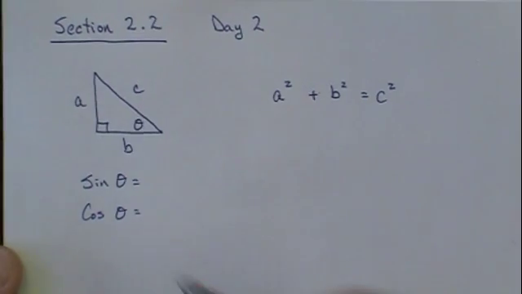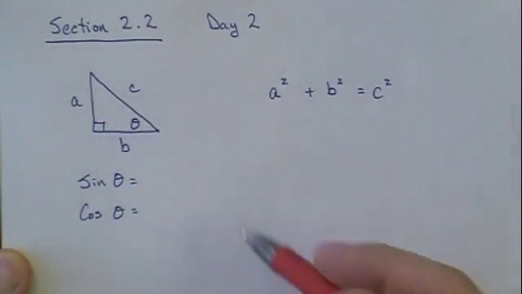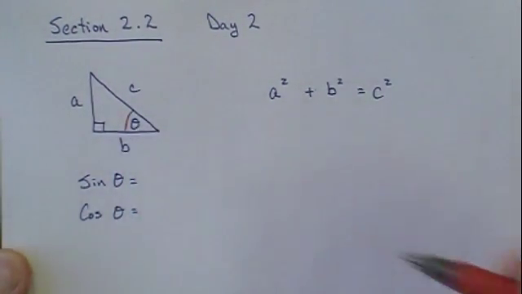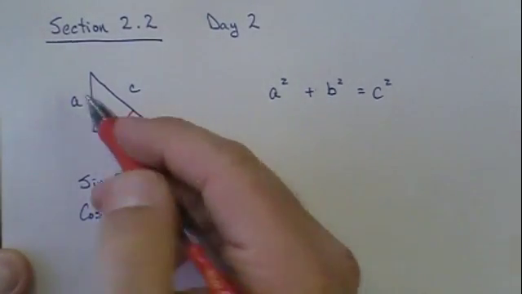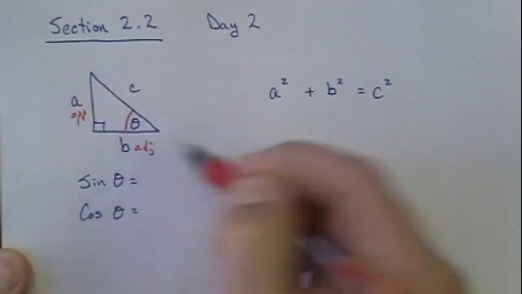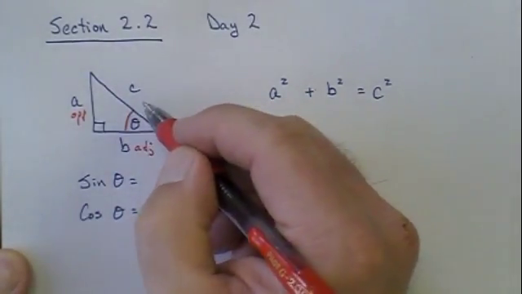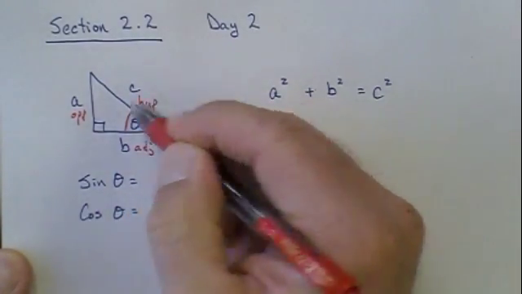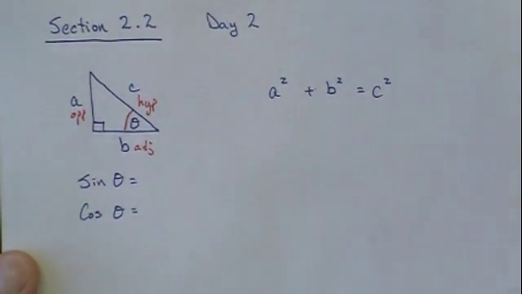Here we have a right triangle with legs A and B, hypotenuse C, and if theta is our angle, then opposite would be here, which is side A, adjacent is side B, and of course opposite the right angle is our hypotenuse, and that would be side C.